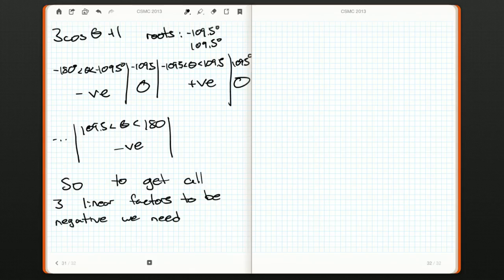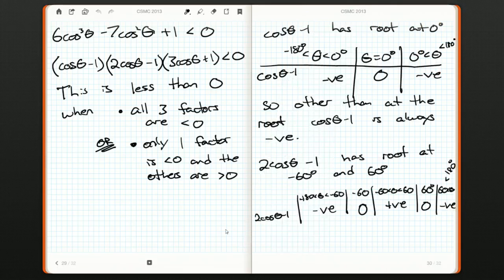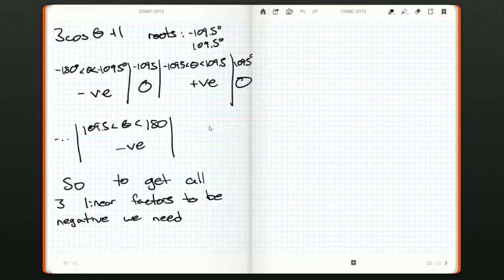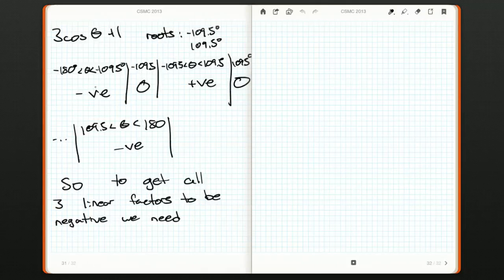So to figure out where all three of them are negative, or one of them is negative and two of them are positive, we just need to figure out where these ranges where they're negative overlap. So this one is going to be negative if theta is less than 0, and this one's going to be negative if theta is less than negative 60, and this one's going to be negative if theta is less than negative 109.5.